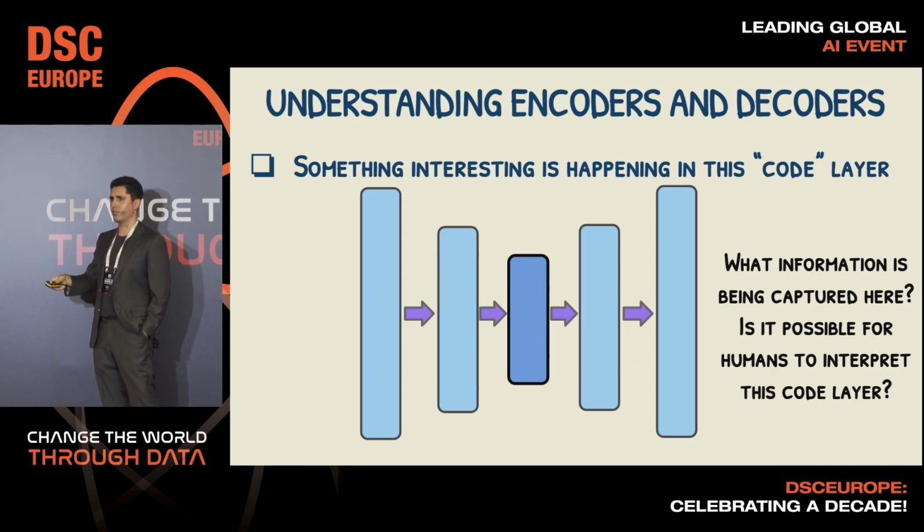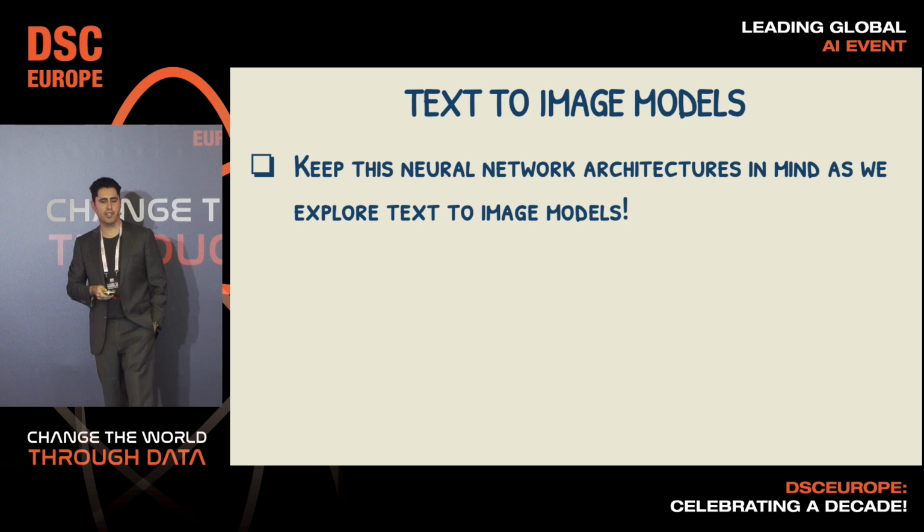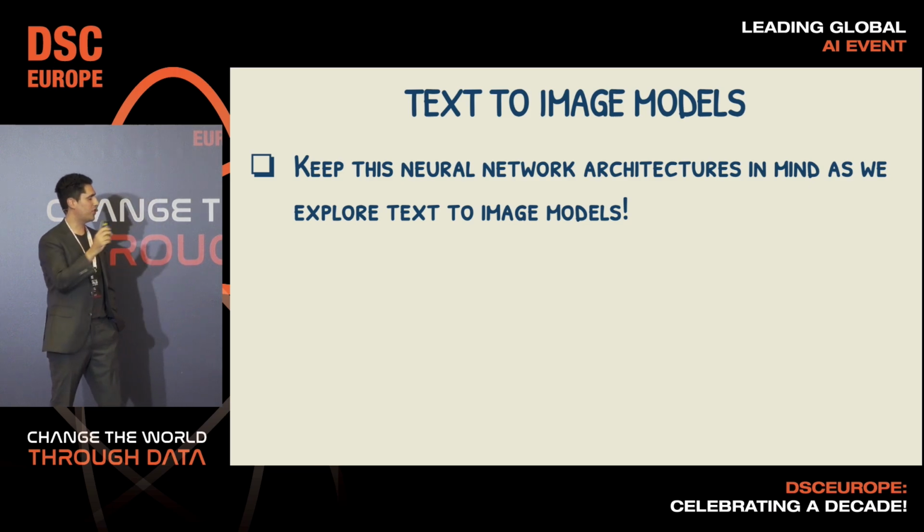OK, so far we learned about the biological neuron, go to the artificial neuron, and then I can set up an architecture for this compression, decompression idea. And most importantly, there's something interesting going on there, right? OK, so keep that neural network architecture in mind as we explore the general idea of text-to-image models.